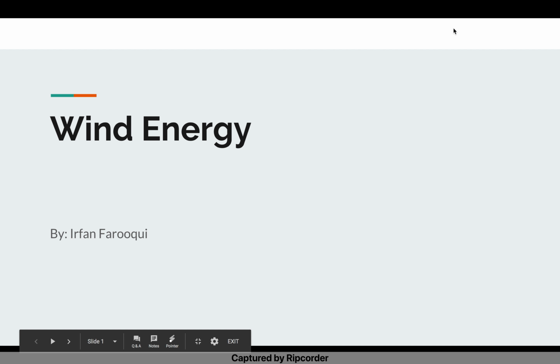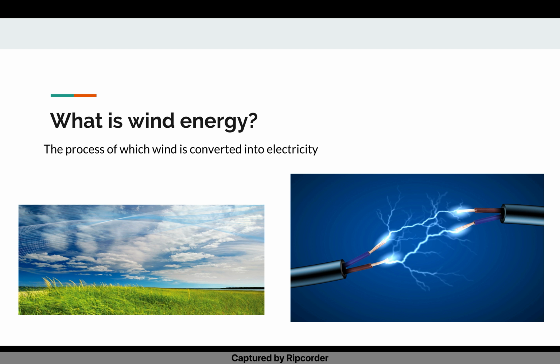Okay, so my project is wind energy. So, what is wind energy? The term wind energy or wind power is a process of which wind is converted into mechanical power or electricity. Mechanical or electrical power is created through the kinetic energy of the wind.